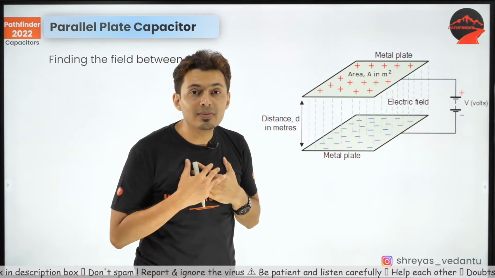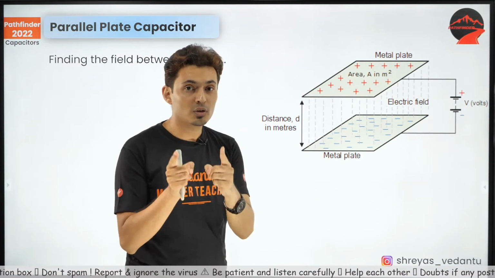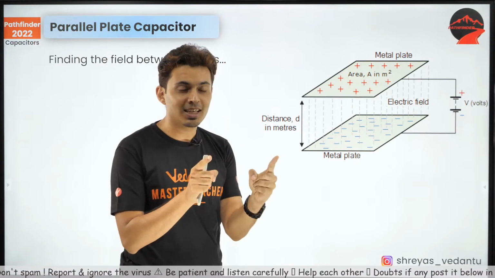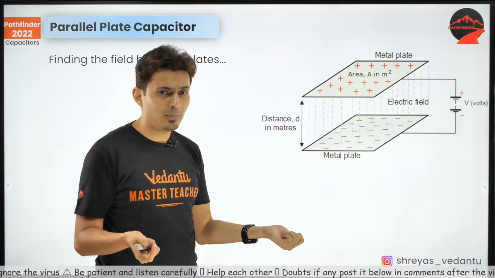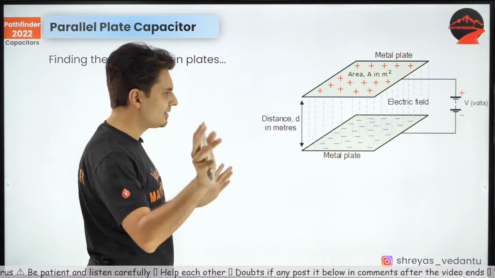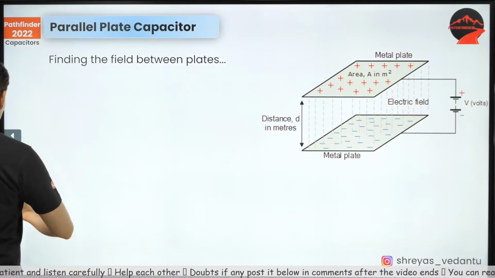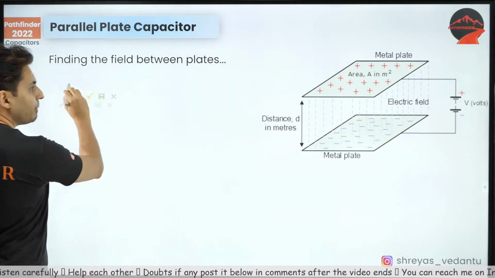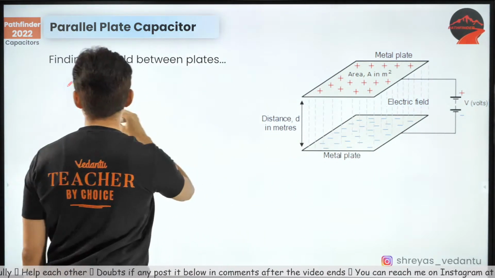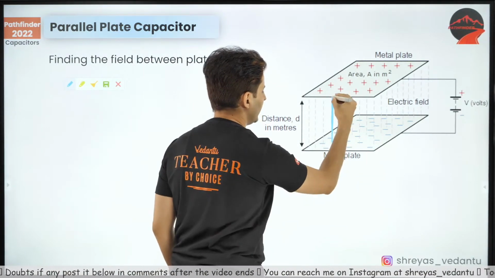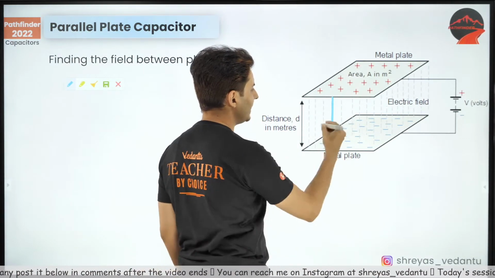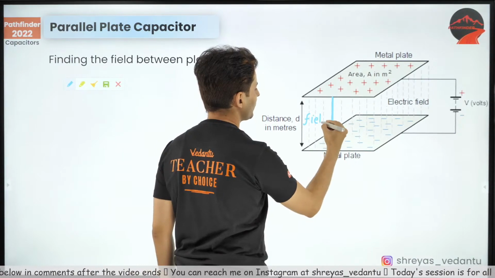Now we will figure out how much this field is, because questions do come in the JEE examination. What is the field? What is the force? And what is the capacitance and all of that? So let's figure this out step by step. Observe this. Because this is positive, this is negative, the field lines will go like this. This is how the field lines will go.